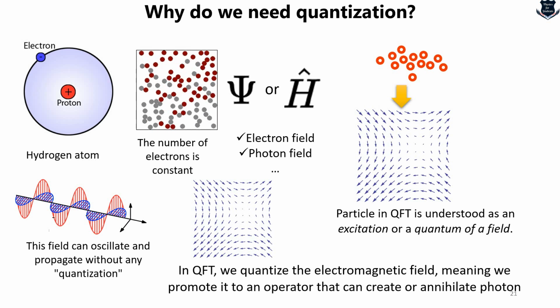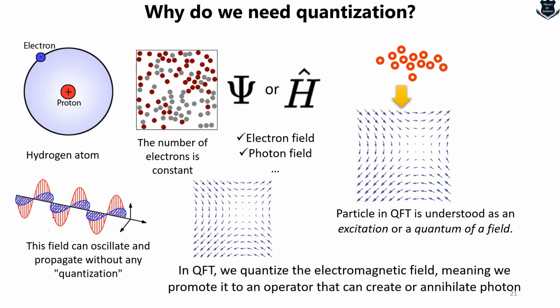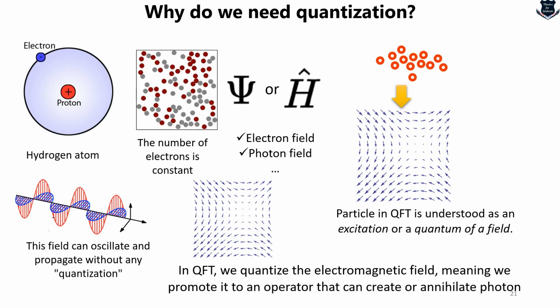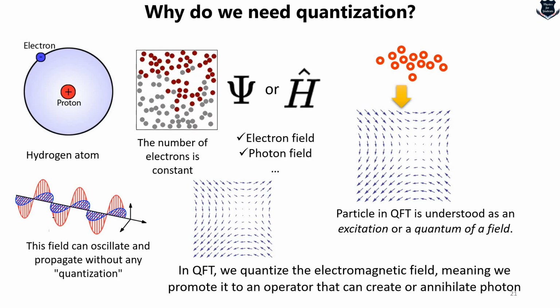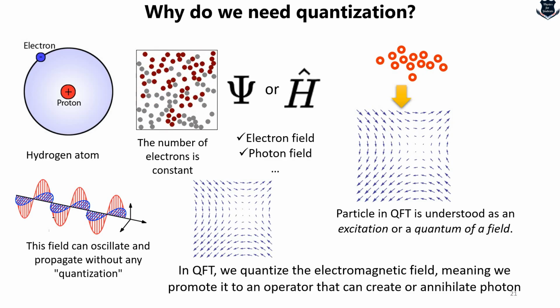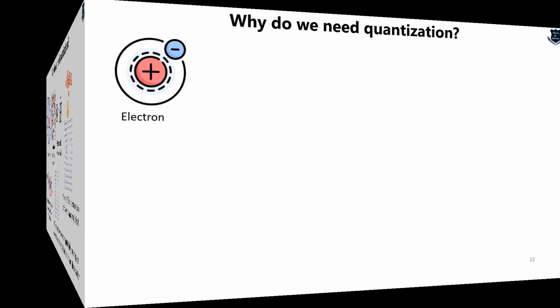So in classical electrodynamics, the field can oscillate and propagate without any quantization, which means it can have any value. Again, it is leading to catastrophe. In quantum field theory, we quantize the electromagnetic fields, which means we promote it to an operator that can create or annihilate particles. So let me give you an example.